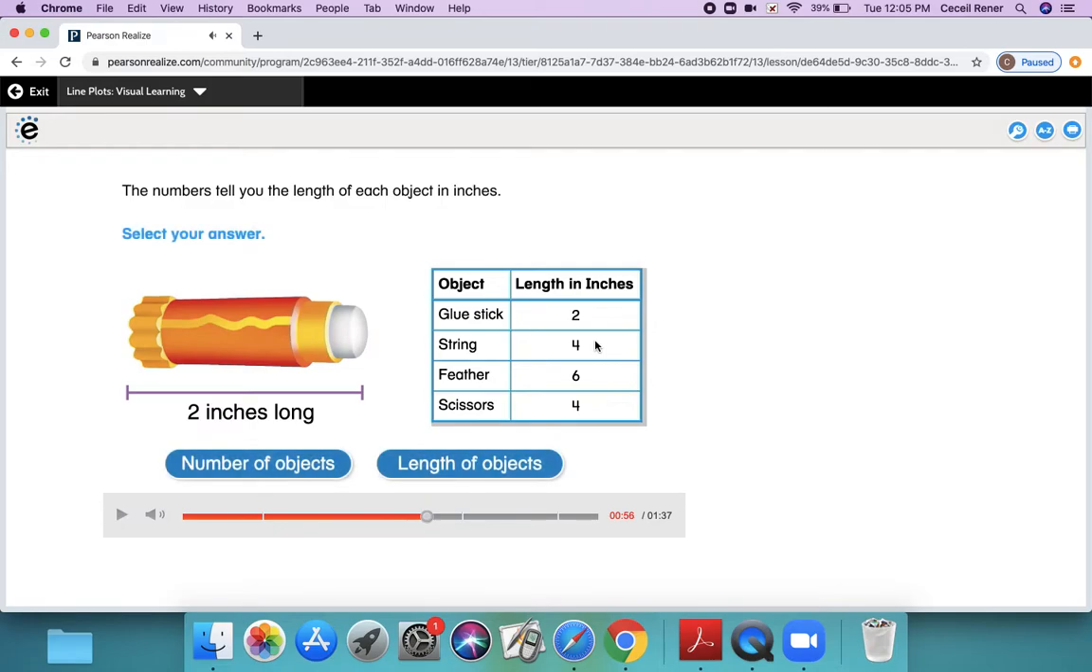Select your answer. Okay, so what do we think the numbers are telling us? What are these numbers telling us? Are they telling us how many objects we have? Or are they telling us the length of the objects? Look what it says here. I think I'm going to pick here. The length.